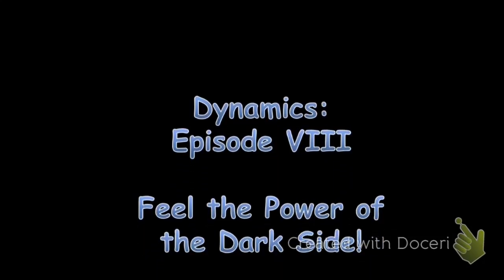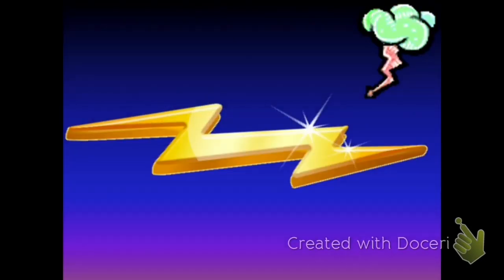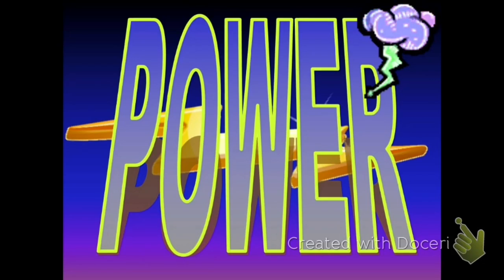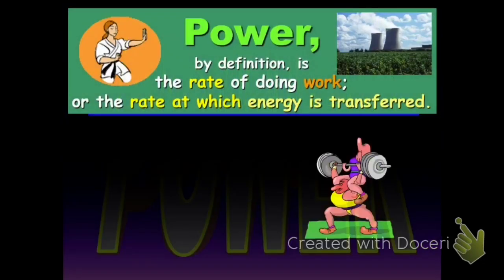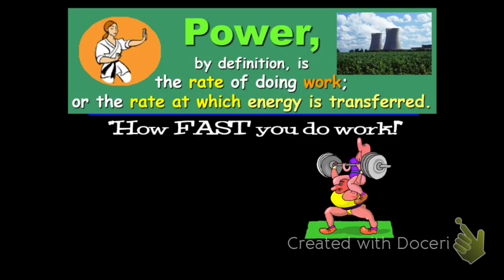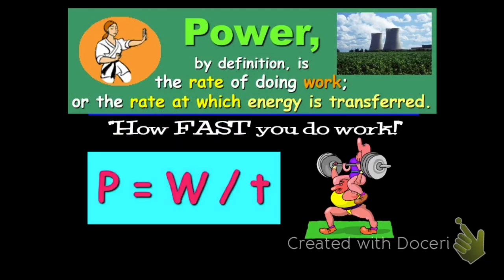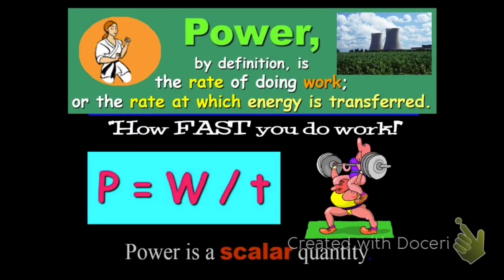Today we're going to wrap up Chapter 5 by feeling the power of the dark side. We're going to talk about power. Power in physics is the rate at which you do work or the rate at which energy is transferred. So it's basically how fast work gets done, how fast energy gets used. So it's really just work divided by time.